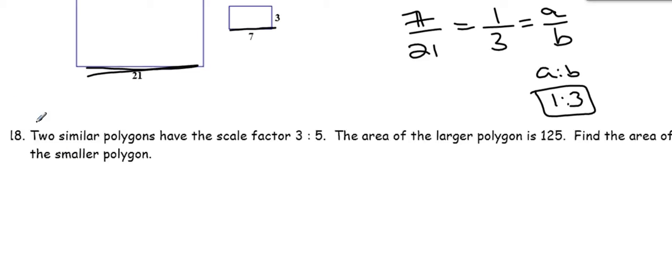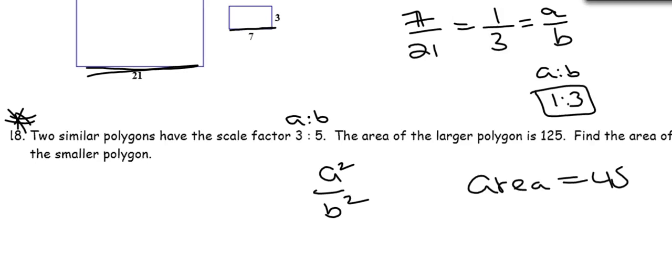And for the last example, I'd like for you to find the area of the smaller polygon. They're giving you the scale factor a to b. So when you solve for the missing area, you want your comparison to be a squared to b squared in order to figure out the area for the smaller polygon. Alright, pause the video and see if you get what I get. Alright, you should have gotten the area of the smaller polygon to be 45. If you didn't, raise your hand or ask a neighbor.